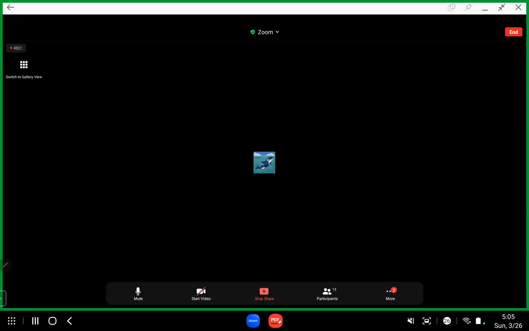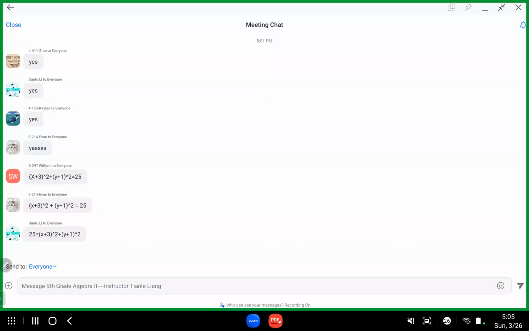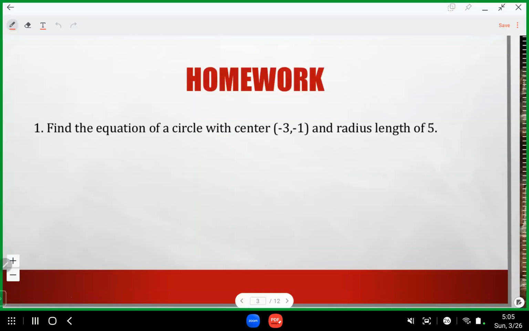All right, so we have a couple of answers. That's good. So 3 answers, very good. And I think mostly they're correct. Find the equation of the circle with center at -3, -1. So what is the equation of the circle again? It is (x minus h) squared plus (y minus k) squared is equal to r squared.